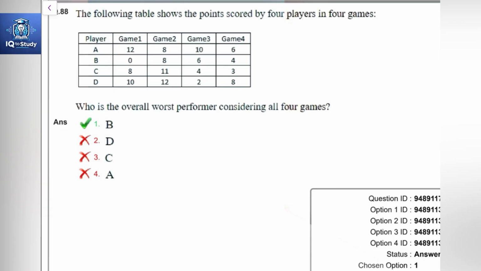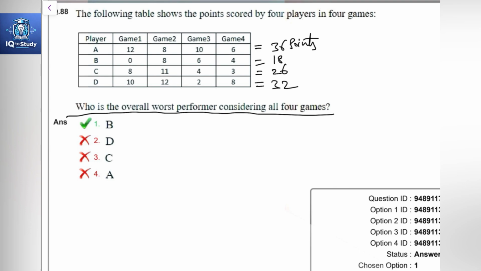Who is the overall worst performer considering all the games? We know that score of A is 36 points and B is 18 points and C is 26 points and D is 32 points. The worst performer is 18, who has the least number of points. So option 1, which is B, is correct.